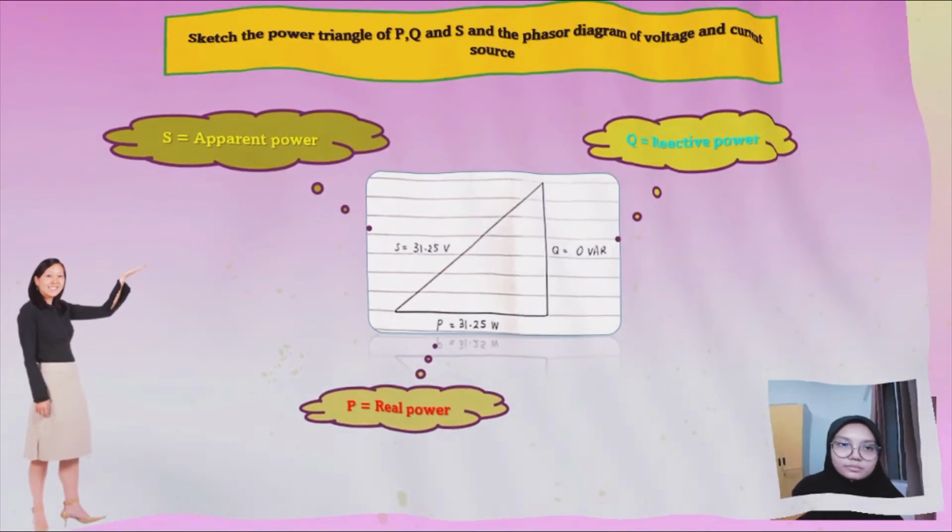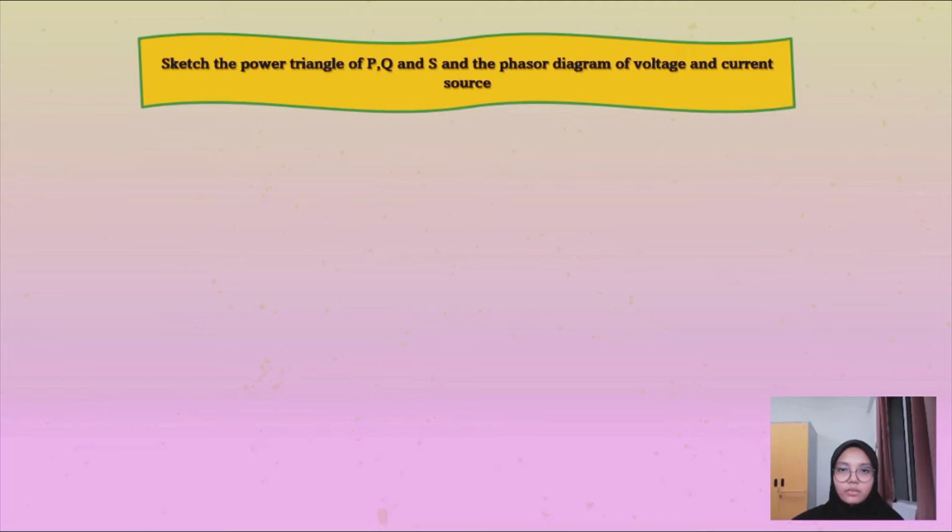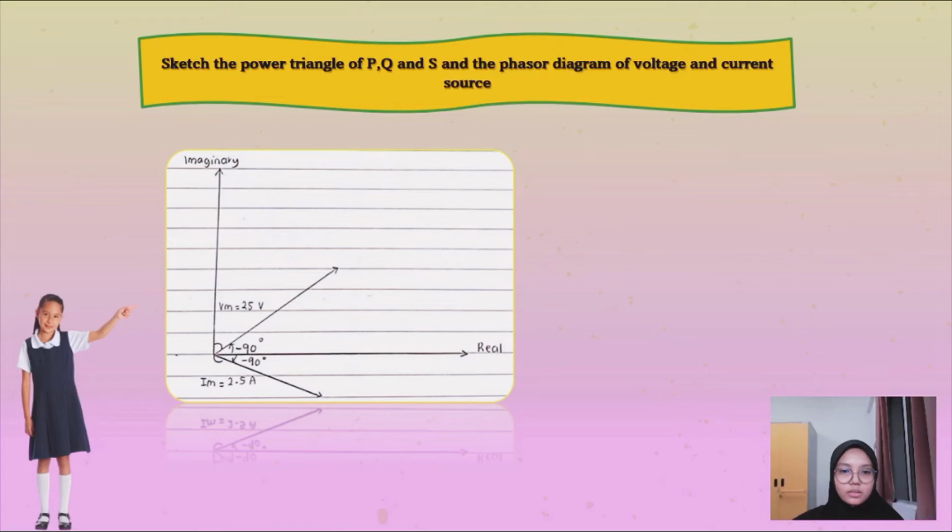So this is our sketch of the phasor diagram of the voltage and current source. We have the imaginary axis and the real axis. At the imaginary axis, we have the value of Vm, which is 25 volt, and the theta is minus 19 degree. At the real axis, we have the Im value, which is 2.5 ampere, and the theta is also minus 90 degree.